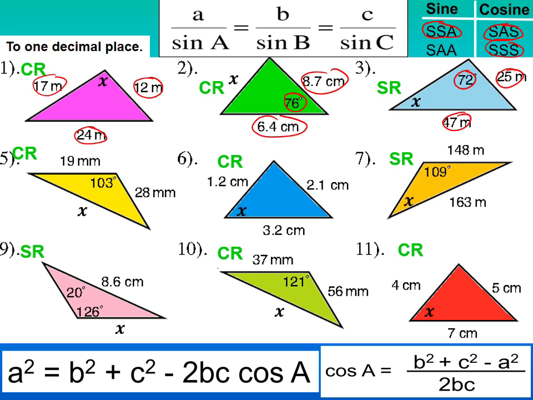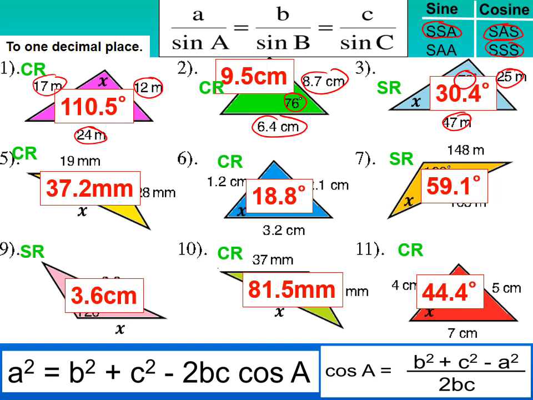Right, here are the answers. Did you get those correct? Now, pause the video and have a go at a few of the questions in full. Calculate the missing values of x. Here are the answers. And that concludes everything you need to know for sine rule and cosine rule. You should be able to have a go at the exercise now.